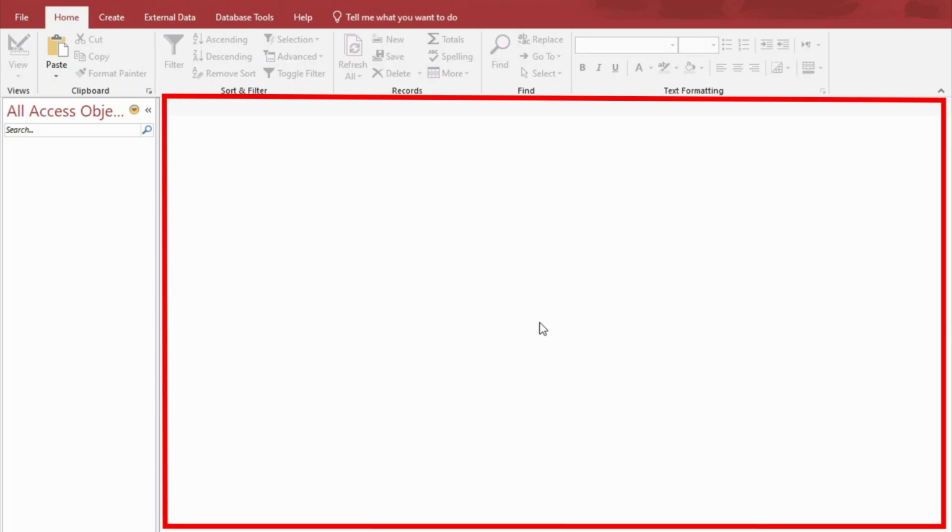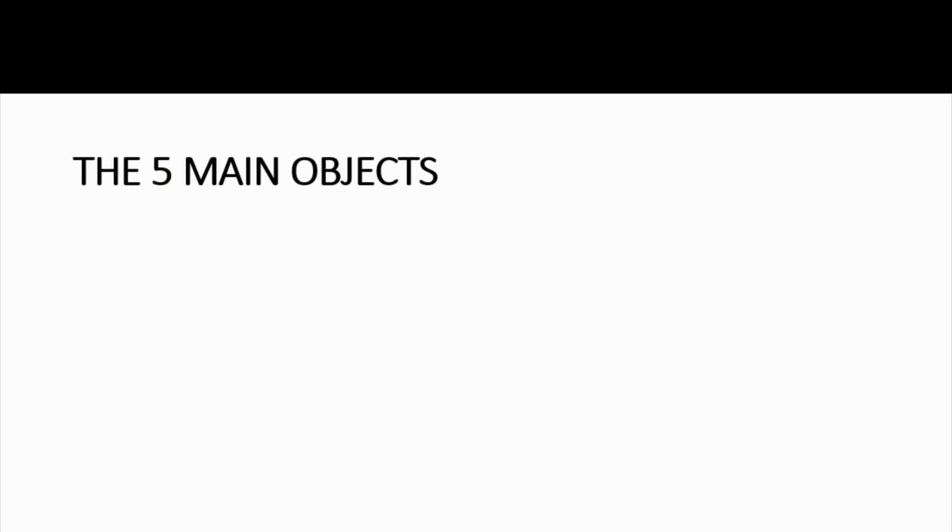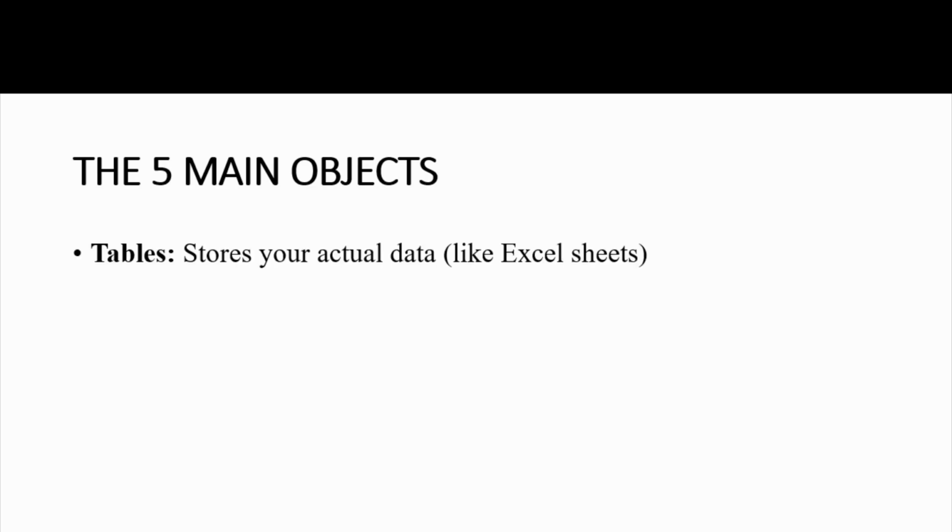Yes. So now that we are done with the interface, I want to take you through the objects. There are 5 objects in database design, and there's no way you can build a strong database without them. Your database should be based on these 5 objects. The first one is what? Tables. Tables store your actual data, like Excel sheets. When you open Microsoft Excel, you can see that the sheet has rows and columns. The tables in Access are just like the Excel sheet. So that's the first object.